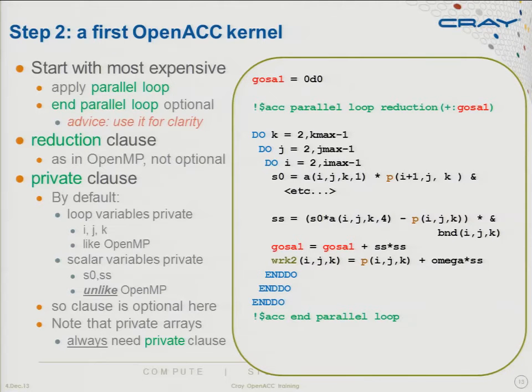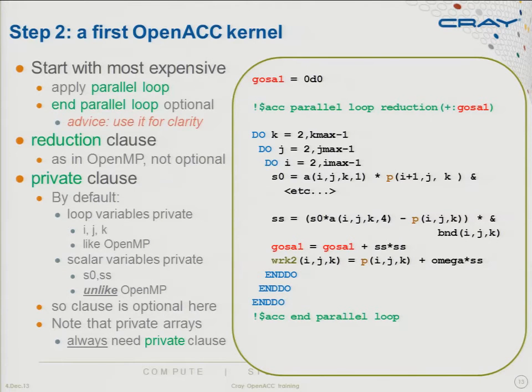The other clauses are optional. We don't need to say how the arrays P and whatever and work2 are moving. We don't need to do that because the compiler can do that for us automatically. We don't need to say any of the scalars are private because that happens by default in OpenACC.